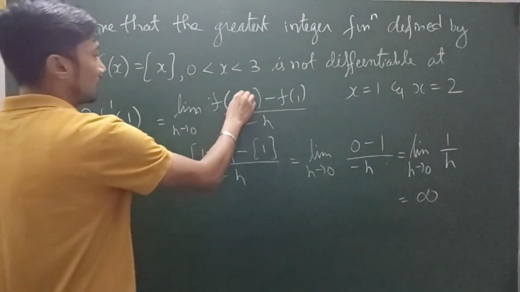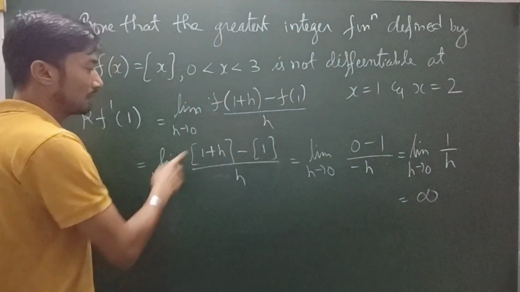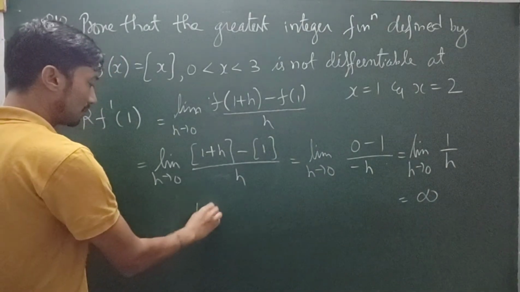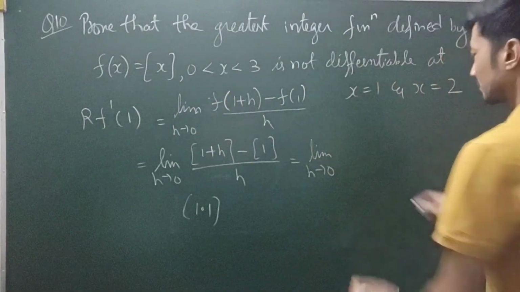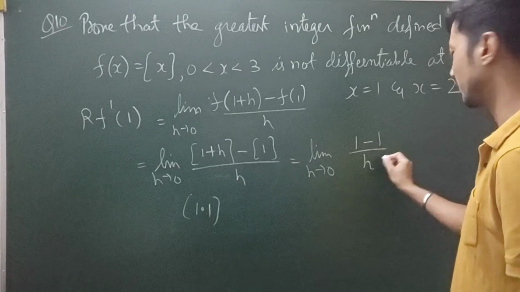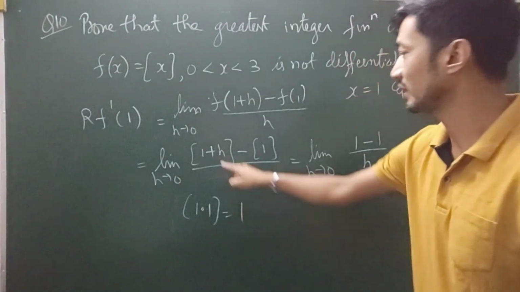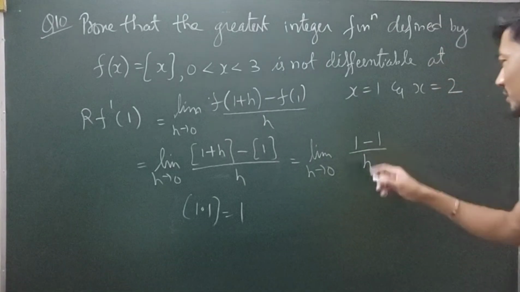So right hand limit, 1 plus h, this is plus. So 1 plus h, what will it be? That's like 1.1. So what is the greatest integer value of 1.1? It is 1, so 1 minus 1 divided by h, because this value is going to be 1. h is a very small interval, so it's going to be 1.01001. So of course we will be writing 1.